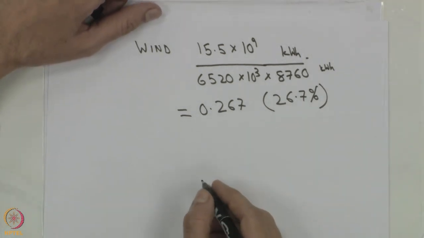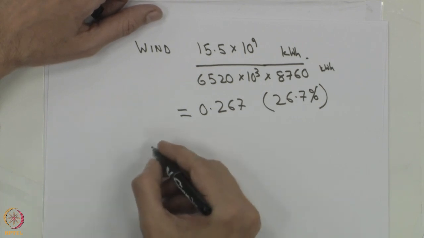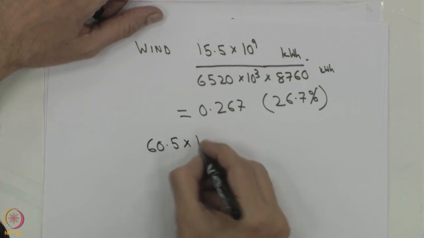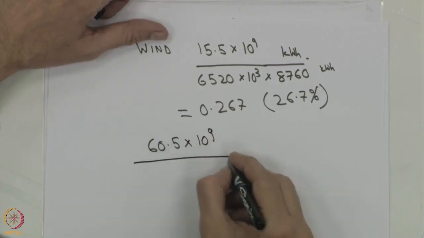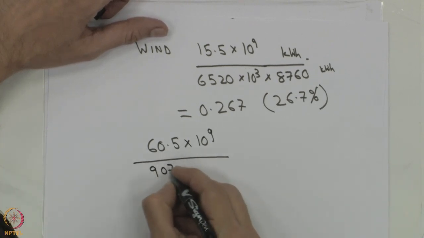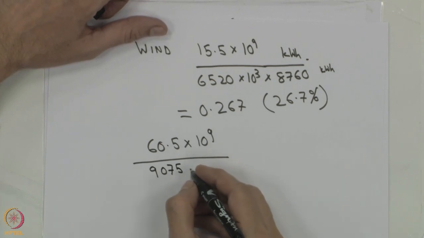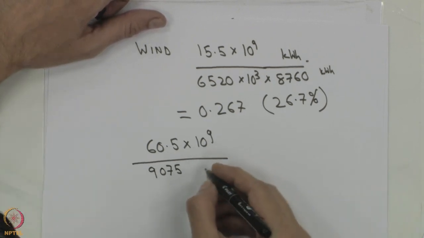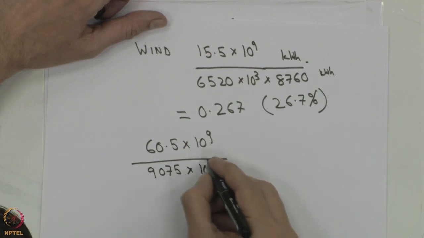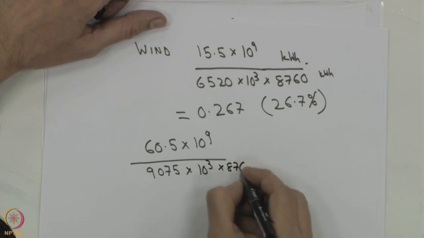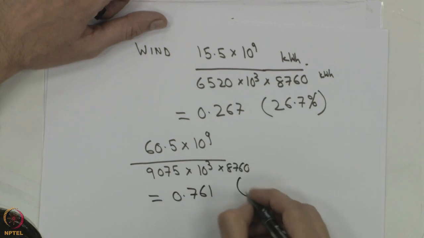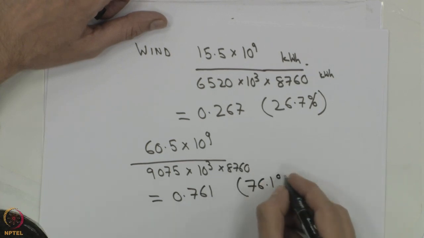Let's calculate the nuclear. In the case of nuclear, we are told that it's 60.5, so we can do it in the same fashion, and nuclear is 9075 divided by 7.5 into 10 raised to 3 into 8760. Calculate this, and you find 0.761, 76.1%.